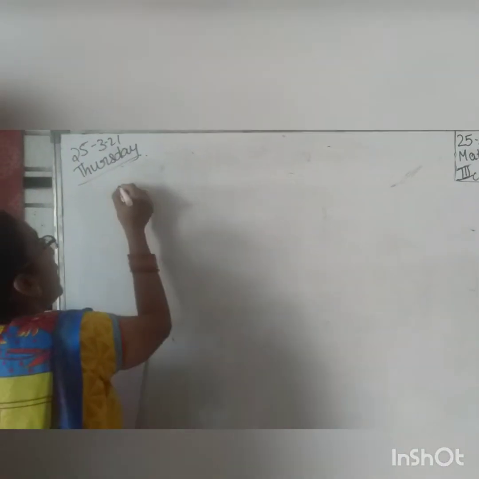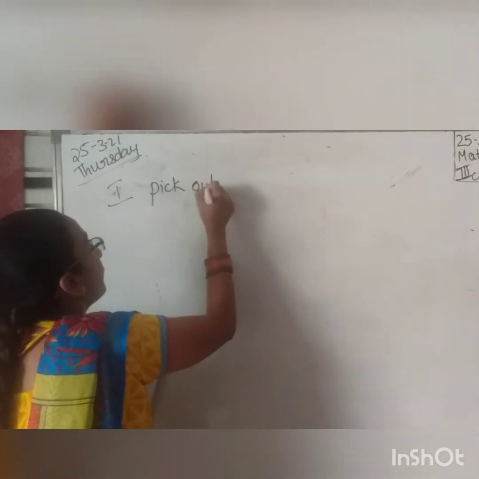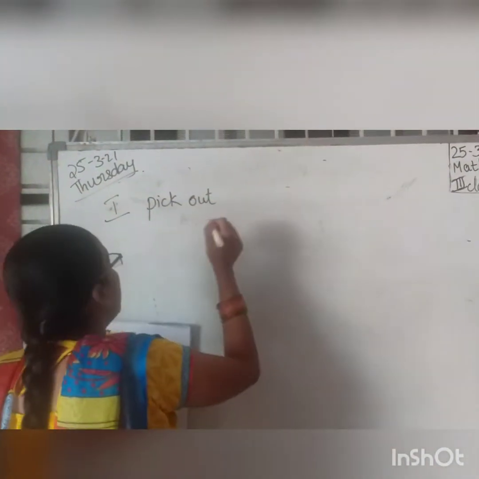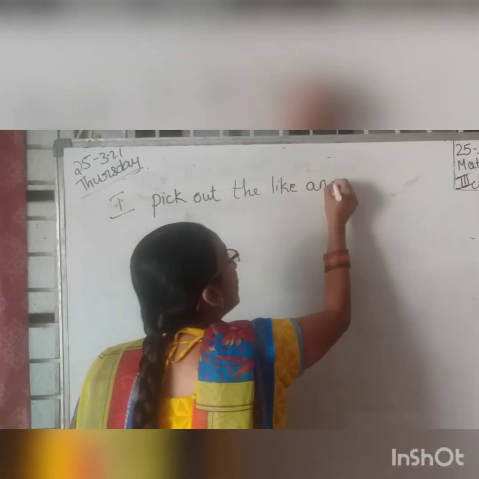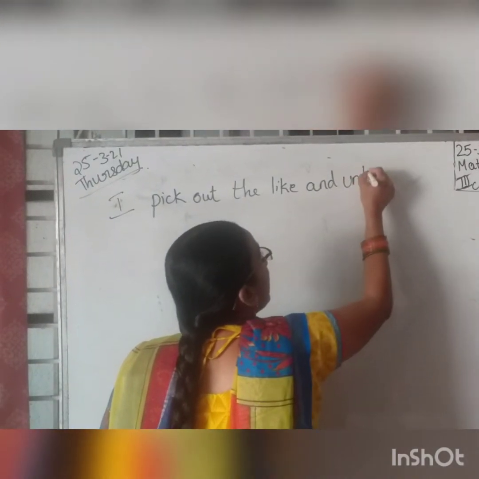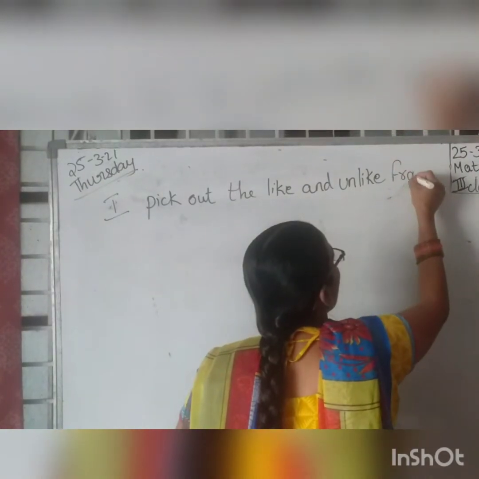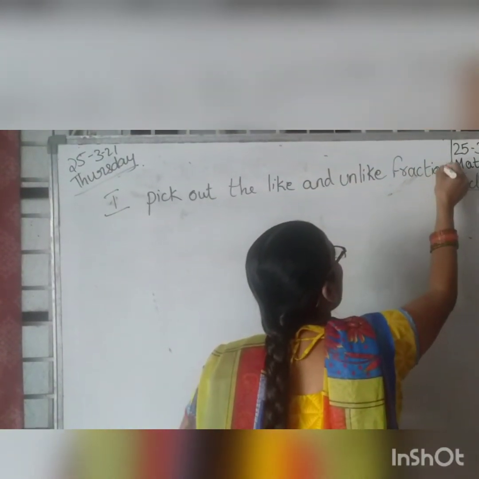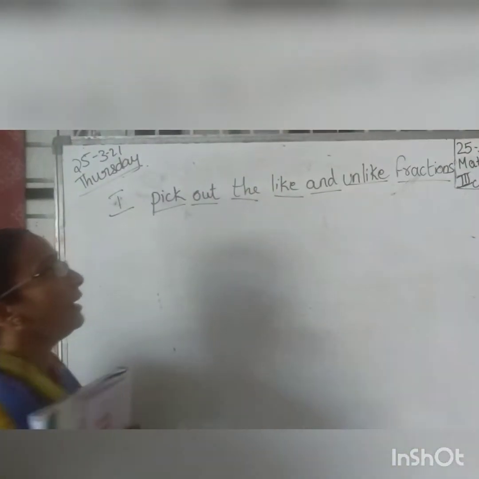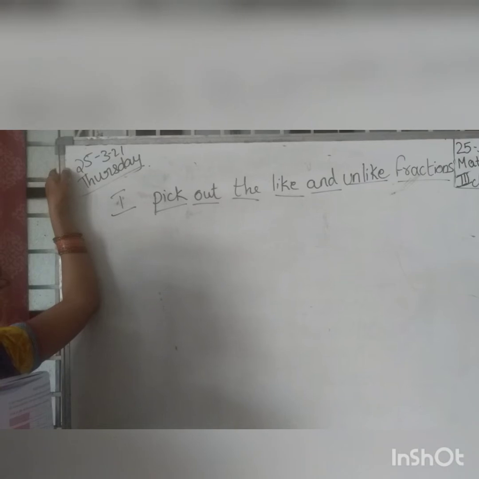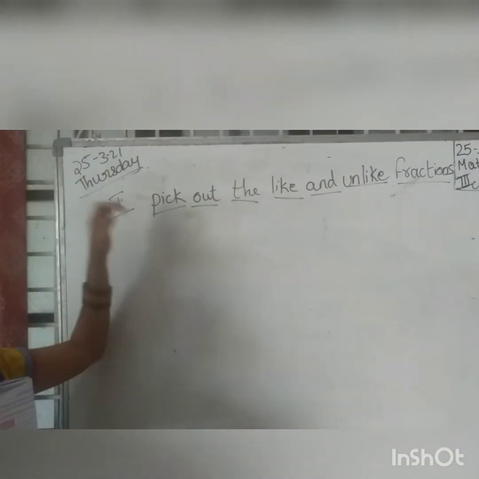Now, come on, write this. Open the classwork and write this, children. Pick out the like and unlike fractions. This is a heading. Did you all write this heading? Open a fresh page in your classwork and write today's date, 25-3-21, Day Thursday, and write this heading.